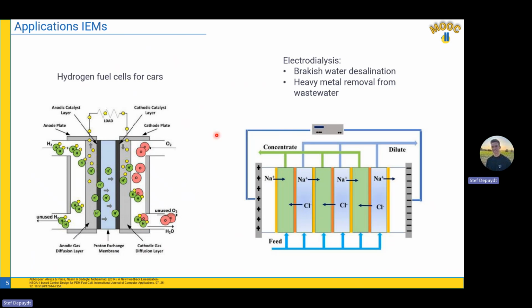There are a lot of ion exchange membranes that are used in electrodialysis. Electrodialysis can be used, for example, to desalinate brackish water or to remove heavy metal ions from wastewater. How it works is we have a stack of ion exchange membranes where cation exchange membranes are alternated with anion exchange membranes. And we apply again a potential difference.